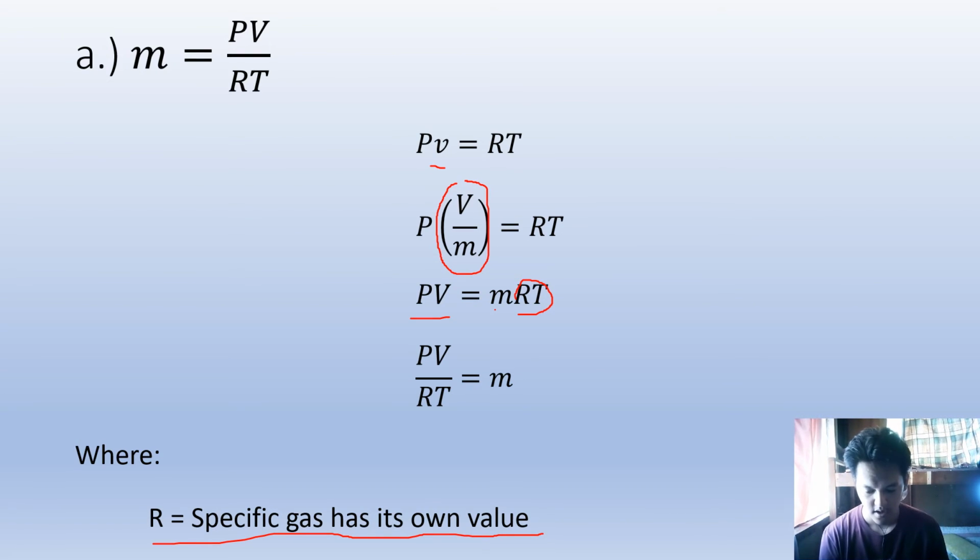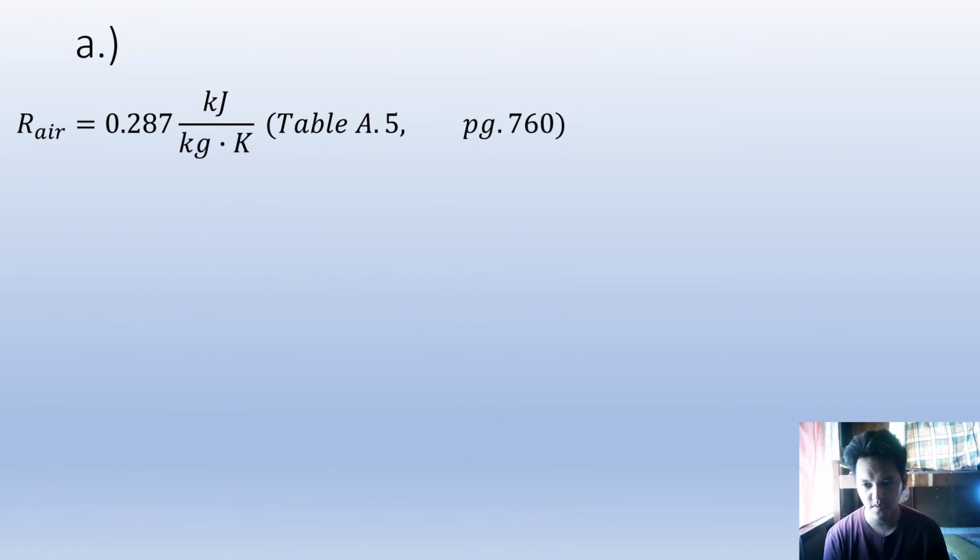The value of R differs for each gas. So let's solve where R in air is 0.287 kilojoules per kilogram Kelvin. You can see it in table A.5, page 760, in the appendix of Fundamentals of Thermodynamics, 7th edition. So let's solve.